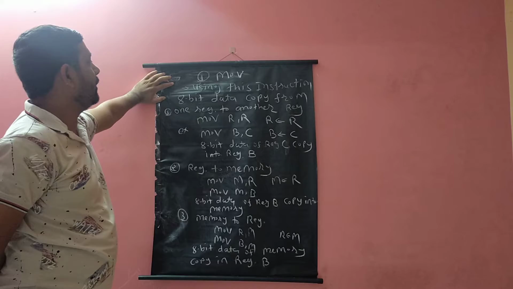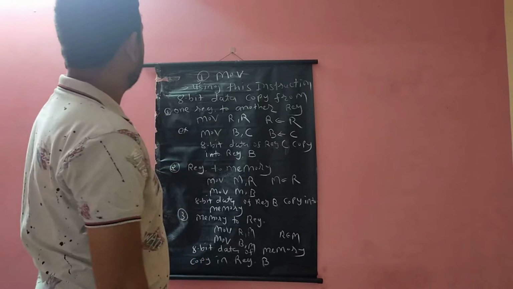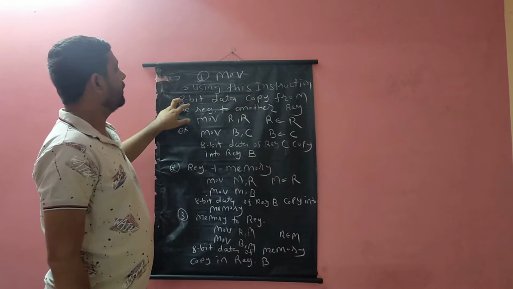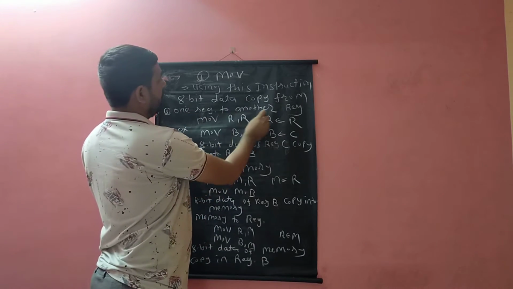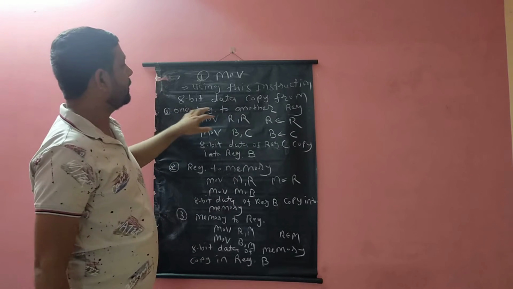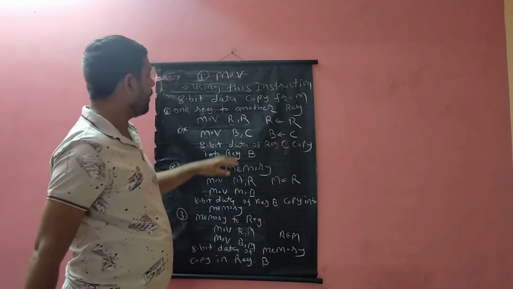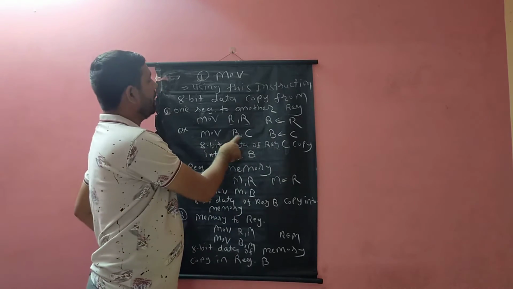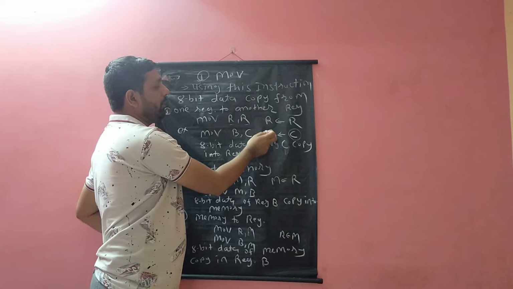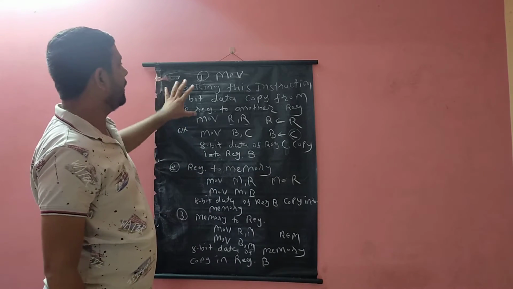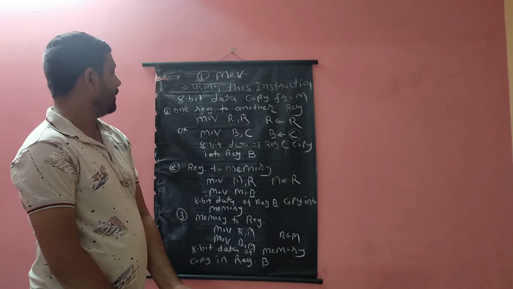The MOV instruction is used to copy data from one register to another register. Using this instruction, 8-bit data can be copied in 3 ways. First one is register to register, that means from one register to another register. The syntax is MOV R1, R2. For example, MOV B, C means the 8-bit content of register C is copied into register B. So using this instruction we can copy 8-bit data from one register to another register.